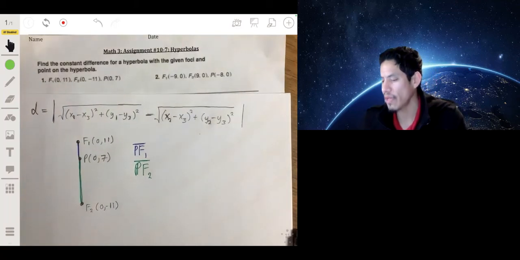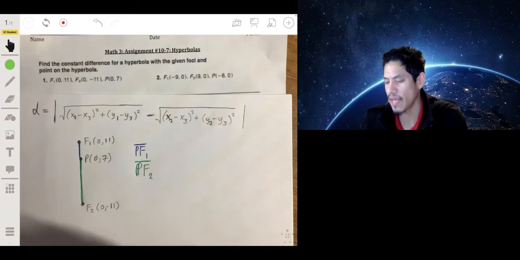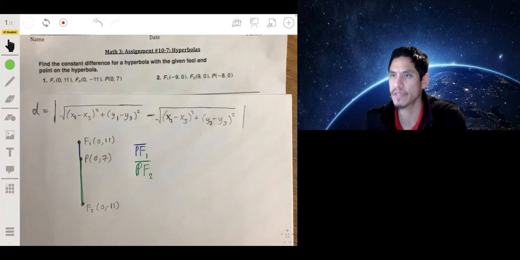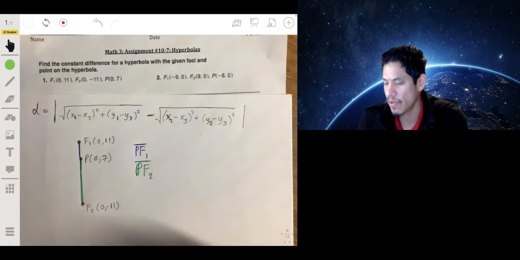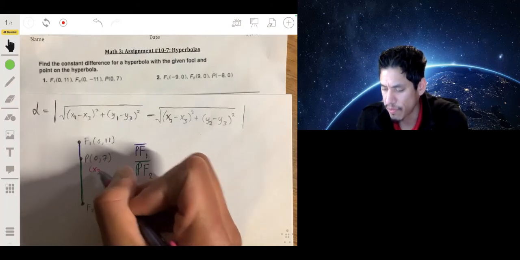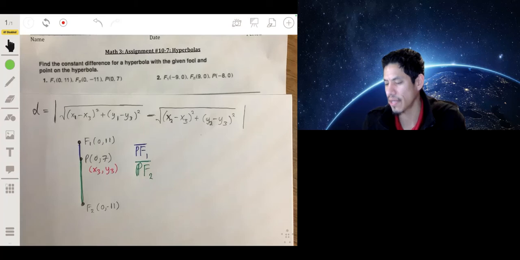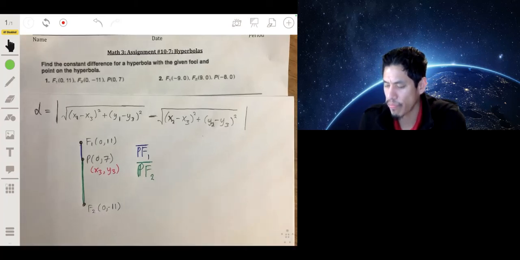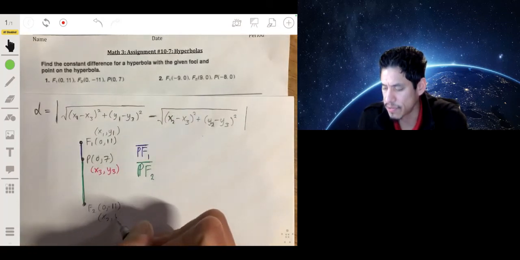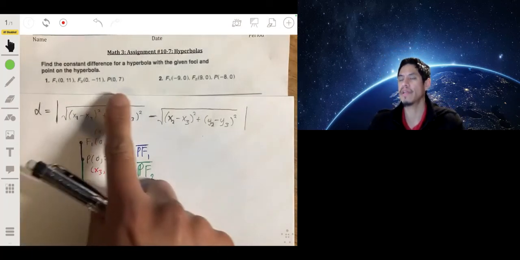But if we were to put this formally, what these x1, x2, y1, y2, y3, and x3 all represent are just the coordinates of these points. So we like to put the point on the hyperbola at x3, y3. That's usually the formal notation. And then we can say that F1 is at x1, y1, and then F2 is at x2, y2. So you basically just take those numbers for each of those variables, plug them in here, and calculate them.